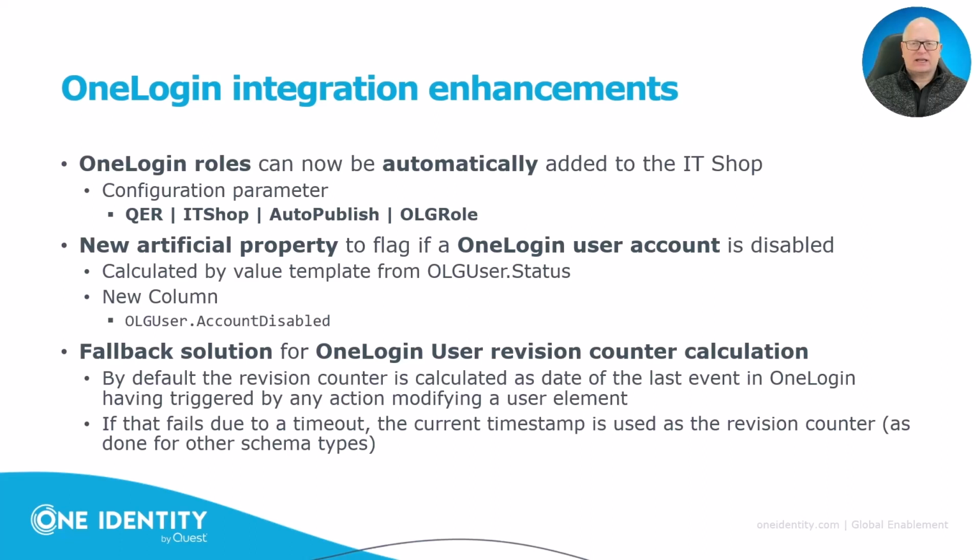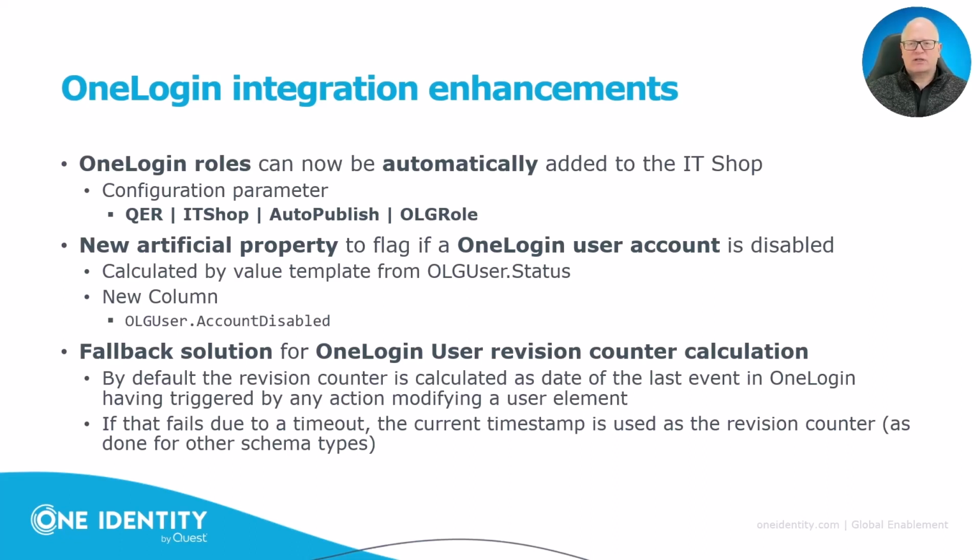Last thing on that slide, it's a fallback solution for the OneLogin user revision counter calculation. You know, revision counters are typically flags used to speed up the synchronization. A revision counter typically says that if it was not changed between the last sync and the new sync, then there is no change on the object, and because of that you do not have to handle the object, and that speeds up the synchronization.